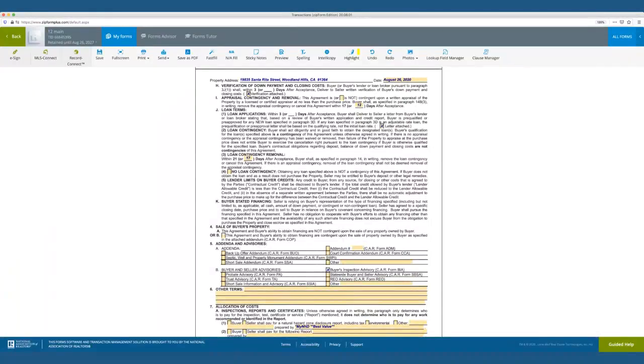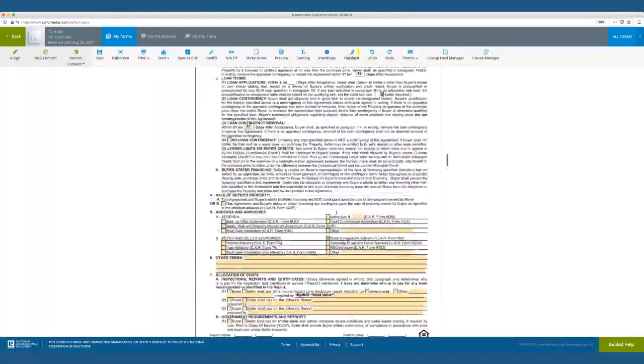Lender limits on buyer's credits. Any credit has to be disclosed to the lender. The lender has limits as to how much money they will allow the buyer to have in a credit. So once again, talk to the lender, see what that number is. It's usually around 3%, because if they only allow $10,000 of credit, and you, without checking with the lender, get the seller to credit $12,000, they're only going to allow $10,000. So what's going to happen with that $2,000? They're going to come after you for that $2,000. So it's really important to get that information.